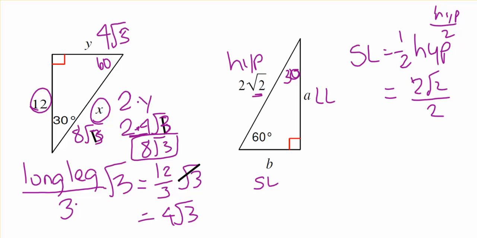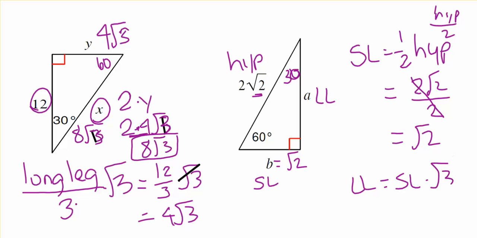And then those are going to cancel. So the short leg is just going to be the square root of 2. So b equals the square root of 2. And for the long leg, we need the long leg equals the short leg times the square root of 3. So a is going to equal the square root of 2 times the square root of 3, and that's going to be the square root of 6.